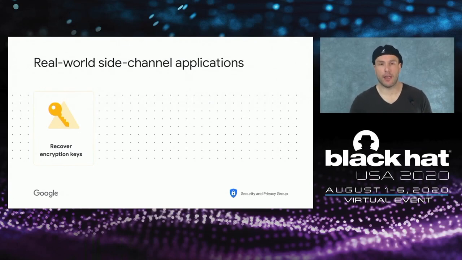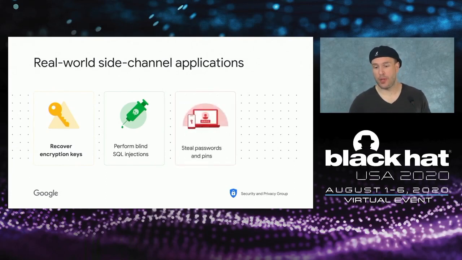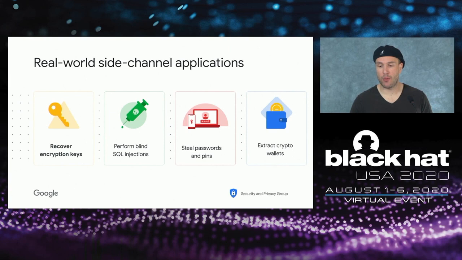Well, a side channel attack is used, as I mentioned in the intro, to recover encryption keys. It is also used in the world of web security to perform blind SQL injection, where you cannot see the result of the injection, so you have to guess what the result is. It's also used to steal passwords and PINs, and finally, it can also be used to extract, as we showed in the example earlier, crypto wallet private keys. So basically, everything which is secret that you cannot observe directly, but you wish to guess or to recover, can usually be targeted by a side channel attack one way or another.